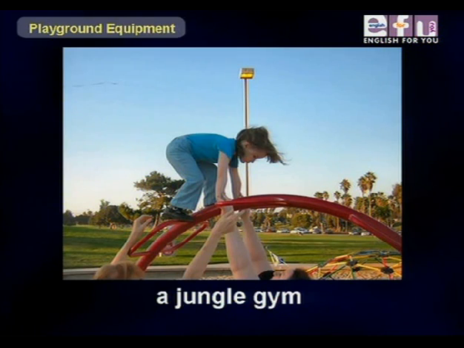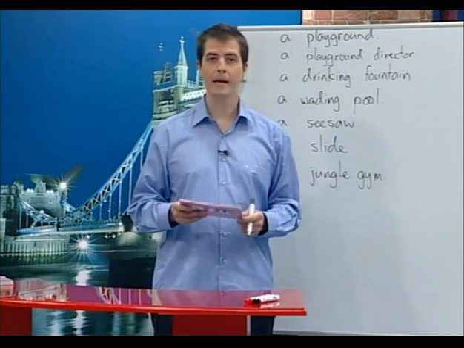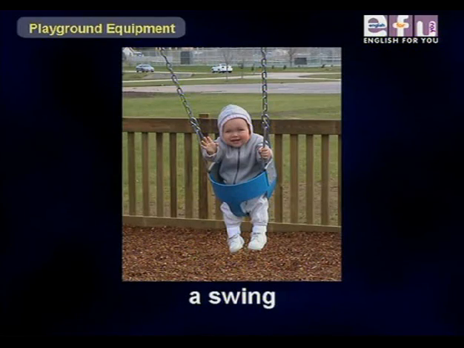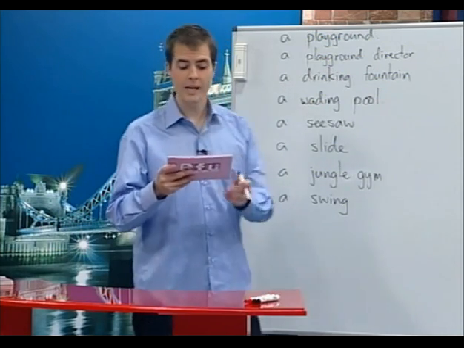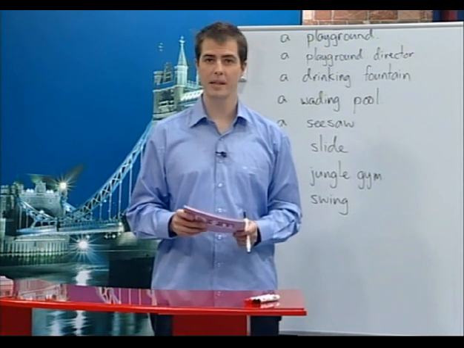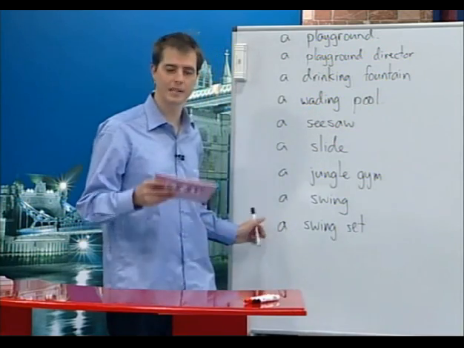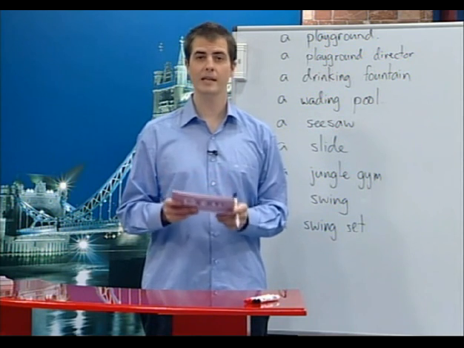A jungle gym. A jungle gym is a large frame made of metal bars for children to climb on. A swing. A swing is a seat hanging from ropes or chains for children to play on. Now we have a swing set. A swing set is a tall metal frame with swings hanging from it.